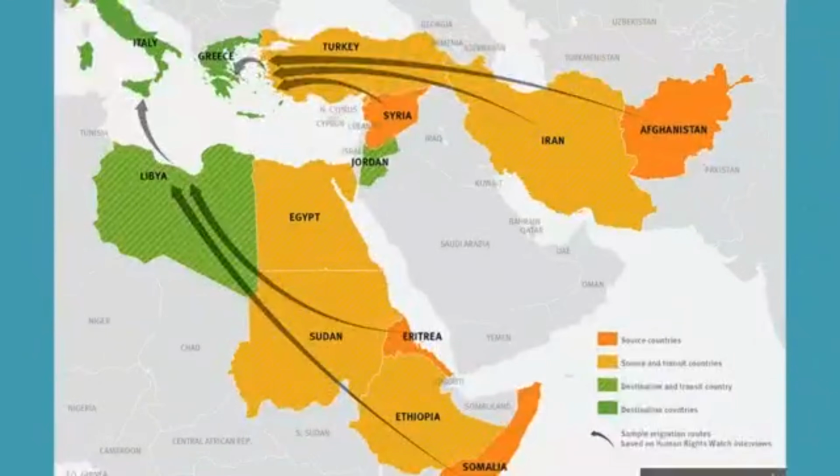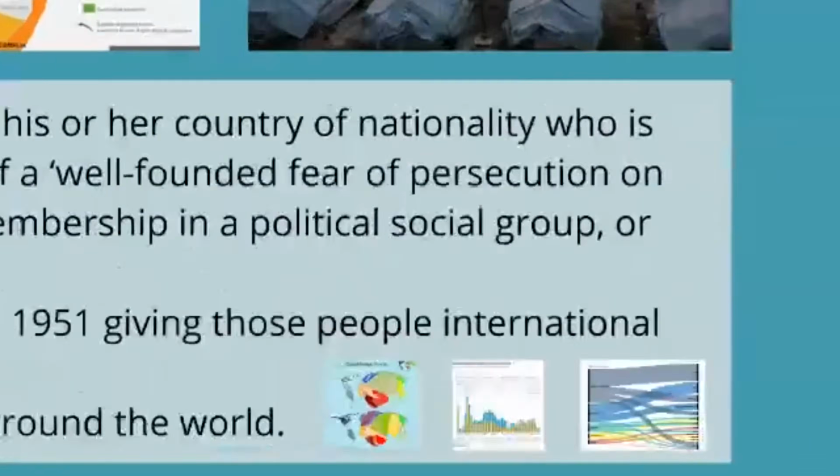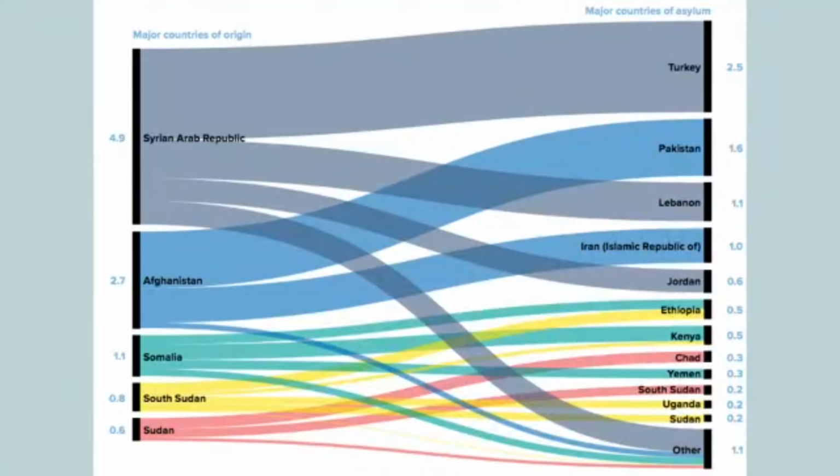We see that on this map of the flow of where people go. A lot leave Afghanistan and go into Iran or Turkey, and then some end up settling closer to Greece, Italy, Libya. But a lot of times we see that people leave their country and go to a neighboring country instead of a faraway trip. Here's another chart showing the flow of where refugees have gone. We see that Syria has had the most people fleeing their country, and then the majority of those go to Turkey.